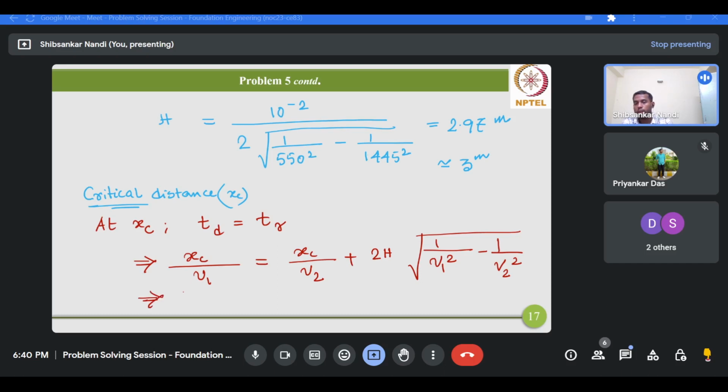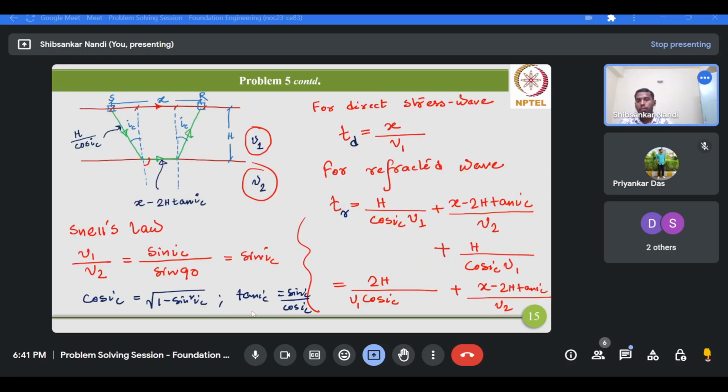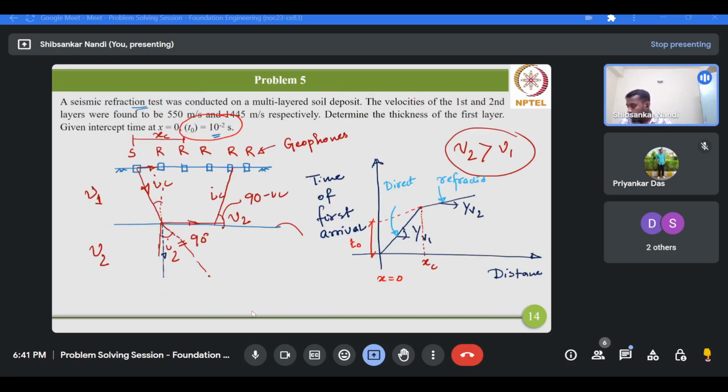If you substitute the appropriate values in this expression, you will end up with xc. How much have I got? I think I didn't calculate it yet. So I am leaving it up to you, please calculate. This is one homework: determine xc, the critical distance at which both the direct and refracted waves arrive exactly at the same time. Any doubts?